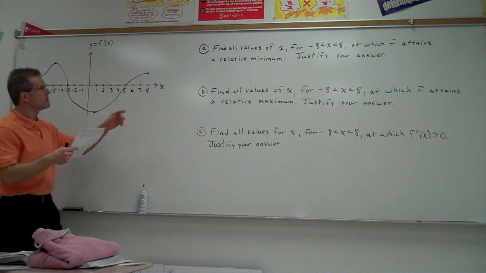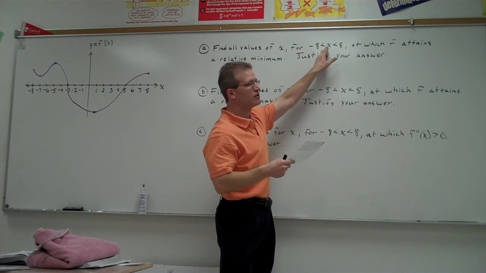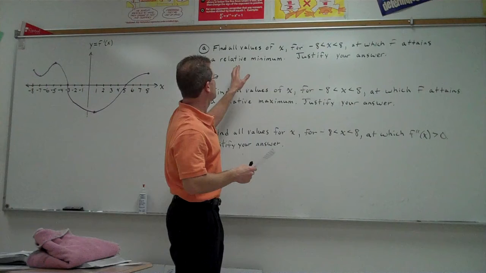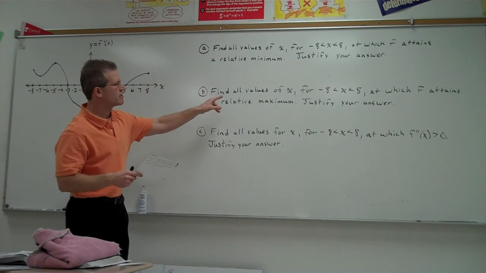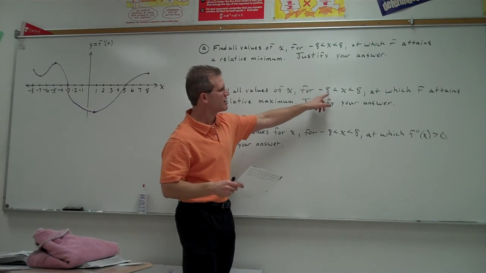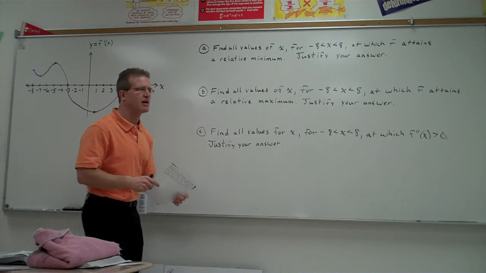Okay. Part A. Find all values of x, where x is between negative 8 and 8, notice we're not including the endpoints, at which f attains a relative minimum. Justify your answer. Find all values of x between negative 8 and 8, not including the endpoints, at which f attains a relative maximum. Justify your answer. So let's do that first.